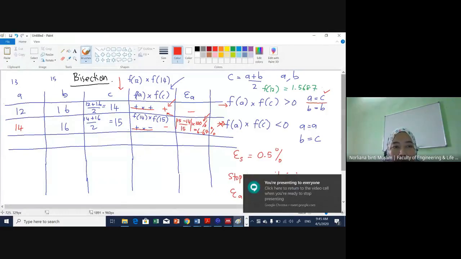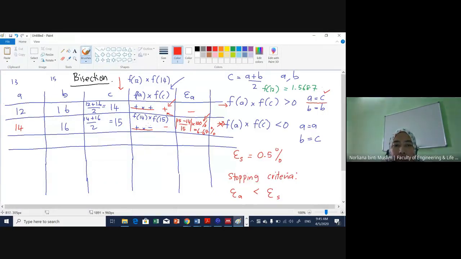Okay, so now at the second calculation, let's look at this, it is negative, right? It's negative. Okay, so because this is negative, we refer to this condition. More than zero means that this is positive. Less than zero means it's negative. So we use this one.